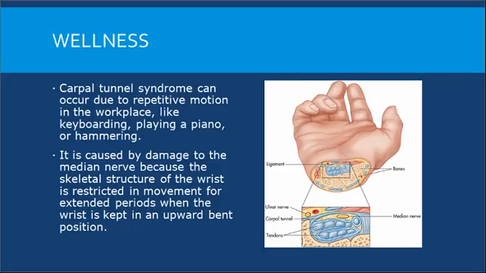In terms of maintaining wellness, often what we do to our bodies will cause conditions. So if we can just make sure we do the right things at the right time and avoid certain things, we can become healthier people. So carpal tunnel syndrome is one of those conditions that's due to repetitive motion, often in the workplace. And so it's a condition that we can ward off just by simply watching what we're doing. But it does cause damage to the median nerve because the skeletal structure of the wrist is restricted in movement for extended periods. So again, that's carpal tunnel syndrome.